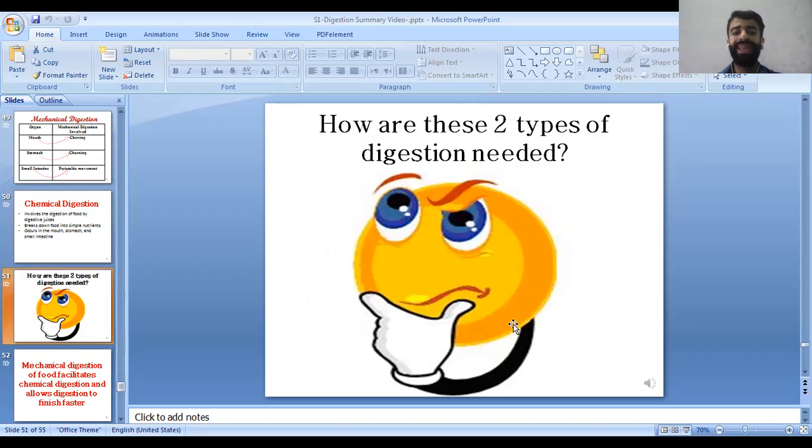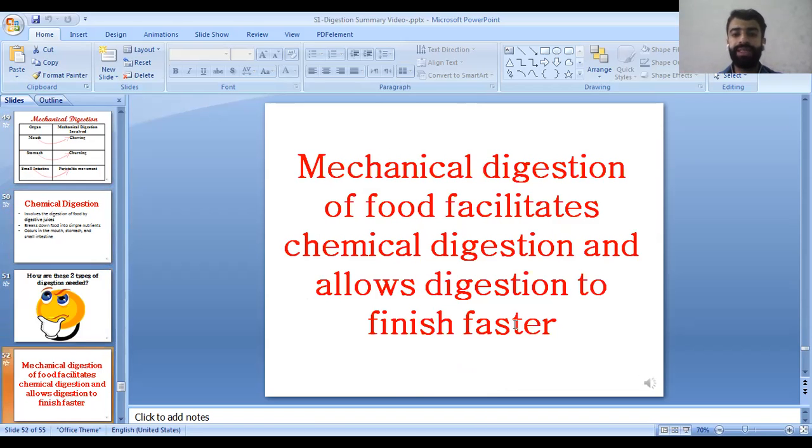How are these two types of digestion needed? You have to know that mechanical digestion facilitates the chemical and allows the digestion to finish faster than usual. So cutting the food into smaller pieces will help the digestion finish faster and will help the action of the enzymes as well, the action of the juices on the food to digest it faster.